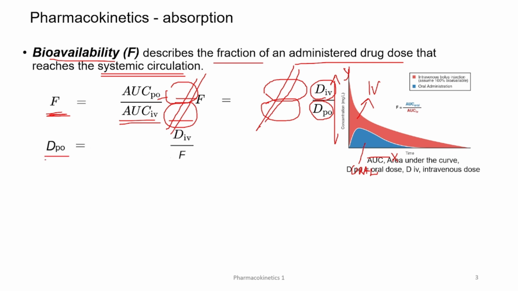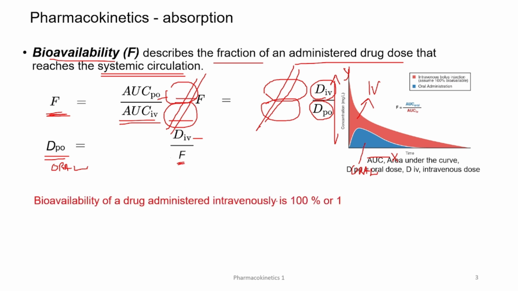To calculate the oral dose, PO stands for oral, we will divide the IV dose by bioavailability. In other words, bioavailability helps in calculation of the oral or IV dose if you know the bioavailability. Make a note of this. When we give the drug IV, all 100% is in systemic circulation, which is also denoted by fraction 1. This is tested in your exam.